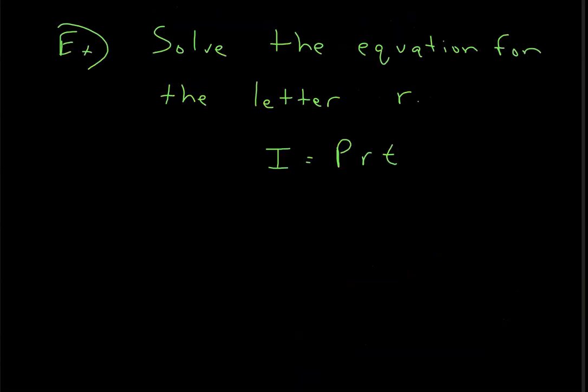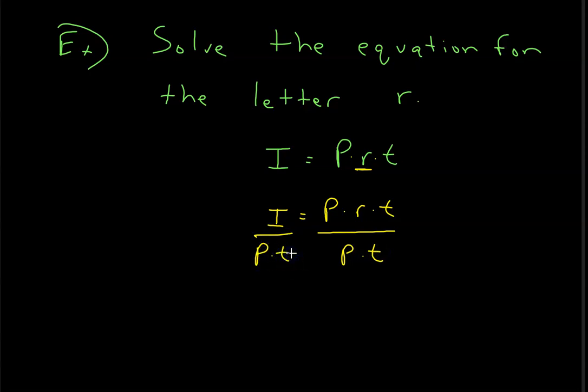Okay, so here's a new equation. It says solve the equation for the letter r. And in this equation, r is here. Even though I didn't put a times sign, it says p times r times t. So if I'm going to solve that for the letter r, I'm going to treat r like it's the only variable, and divide away everything else. So basically, I'm going to divide this side by p and t. Divide this side by p and t.